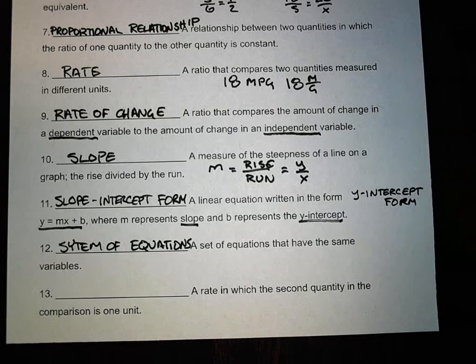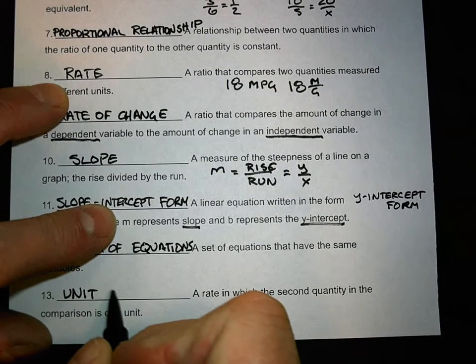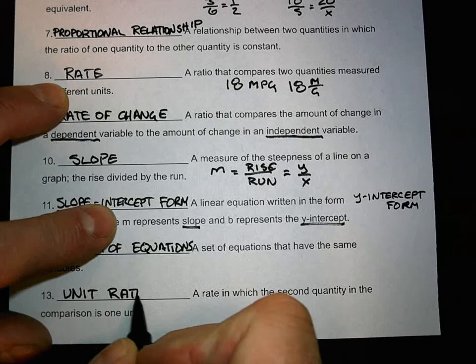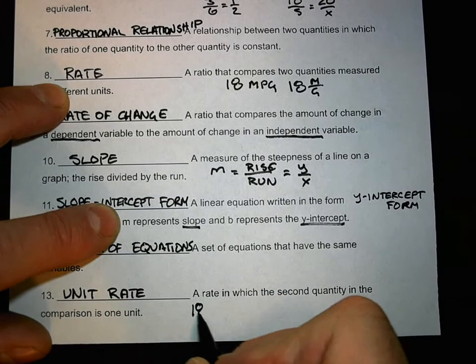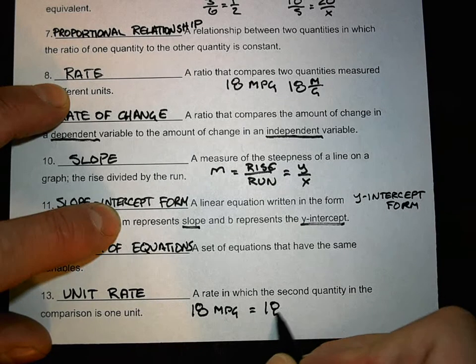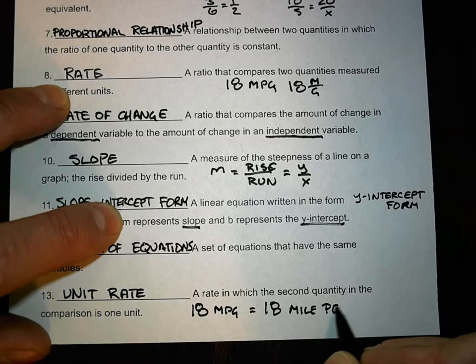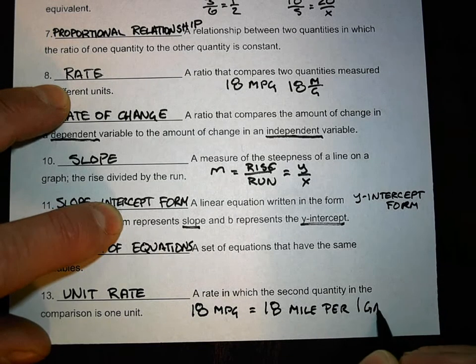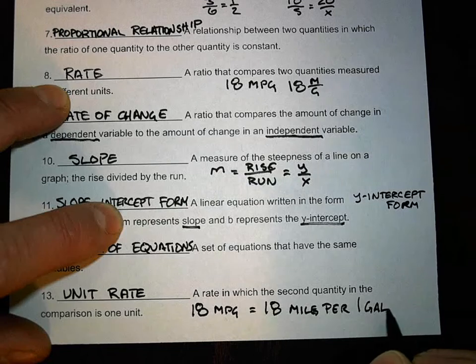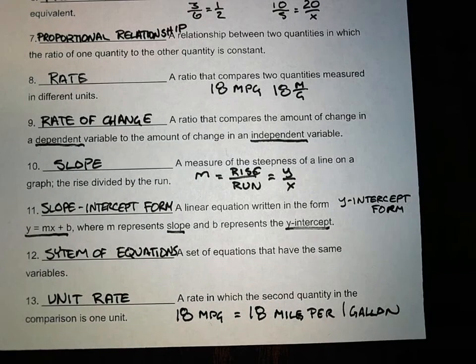Candy. Last one, a rate in which the second quantity in the comparison is 1 unit. Unit rate. And I talked about one before. I talked about 18 miles per gallon, right? What that really equals is 18 miles per 1 gallon, right? That's really what I said. That's a unit rate. 18 miles per gallon.